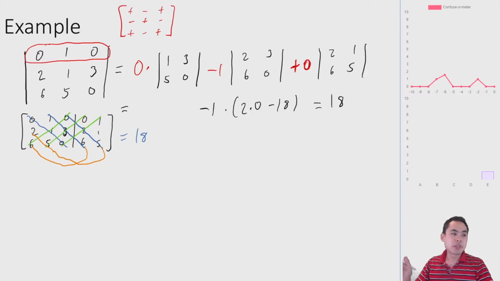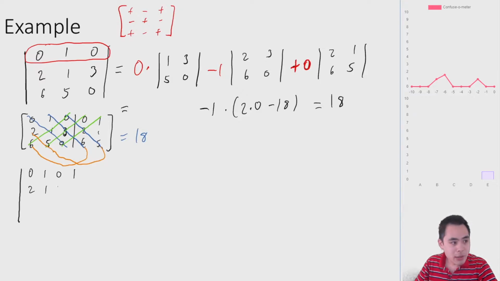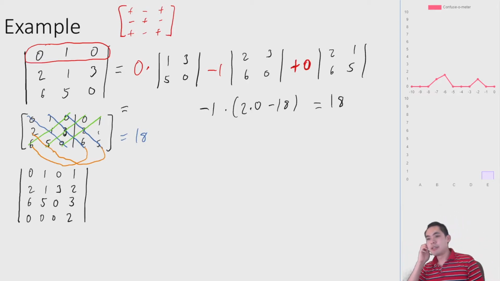What happens for these larger matrices? So I'm going to give you a much larger matrix, and we'll see what happens. So let's say I had 0, 1, 0, 1, 2, 1, 3, 2, 6, 5, 0, 3, 0, 0, 0, 2. How do we compute this ugly determinant? So this is a 4x4, and we now no longer have an easy way of doing it, and so we have to turn it into 3x3 matrices.